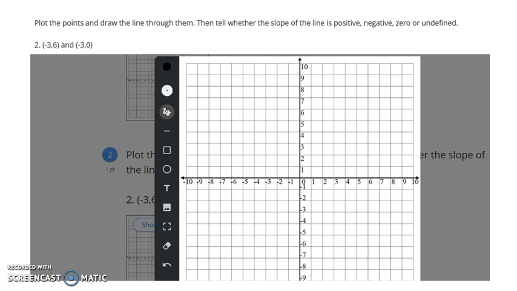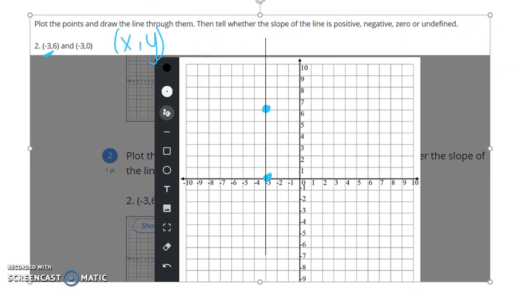2 is very similar. We're going to go ahead and plot our points. So remember x, y. We're going to move horizontally back 3 and then up 6. So negative 3 up 6, 1, 2, 3, 4, 5, 6. And then negative 3 up 0. So you're going to notice something very particular about those coordinates is they're kind of stacked on top of each other. So when we draw our line through these points, you'll notice that this line goes straight down.